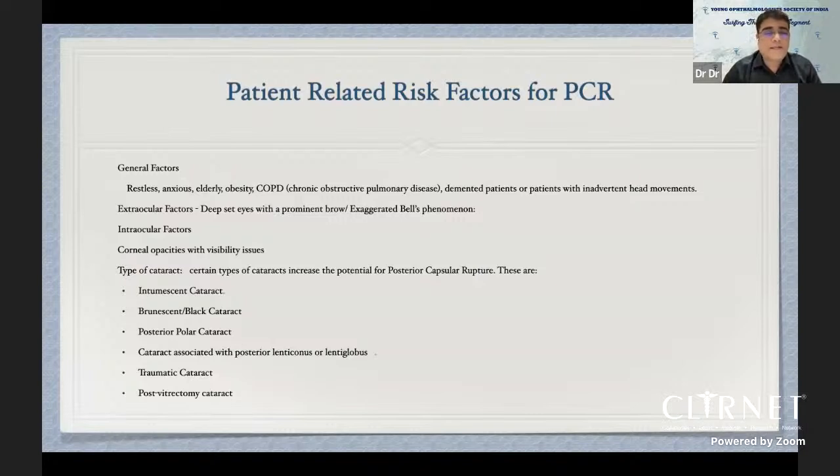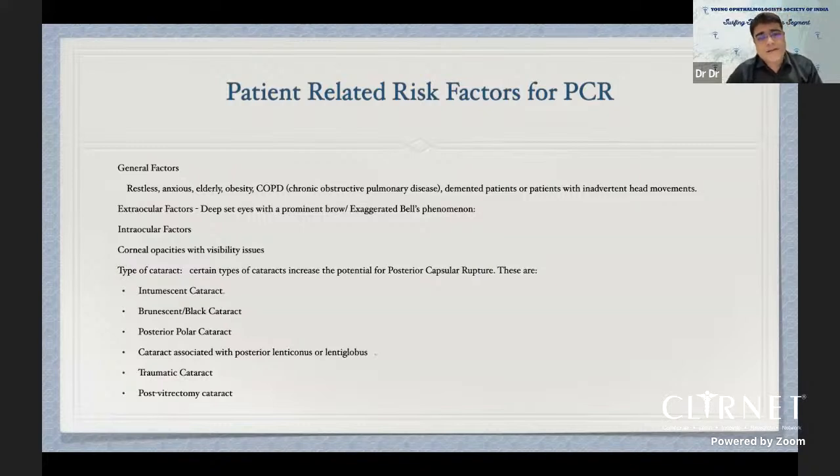Some intraocular factors increase the chances of PCR, like if the patient has corneal opacities with visibility issues because of maybe dense pterygium or Fuchs endothelial dystrophy, or other corneal pathologies. So we need to take care of these things.